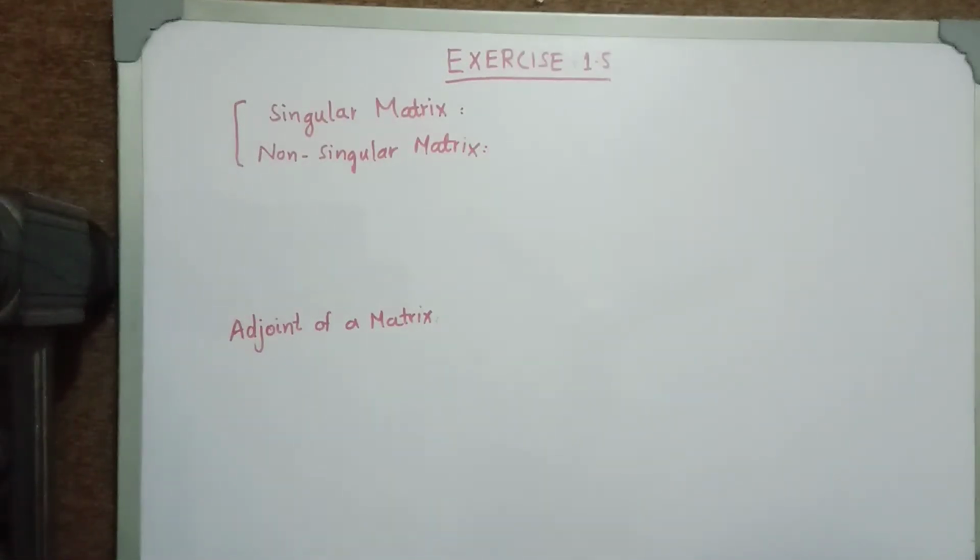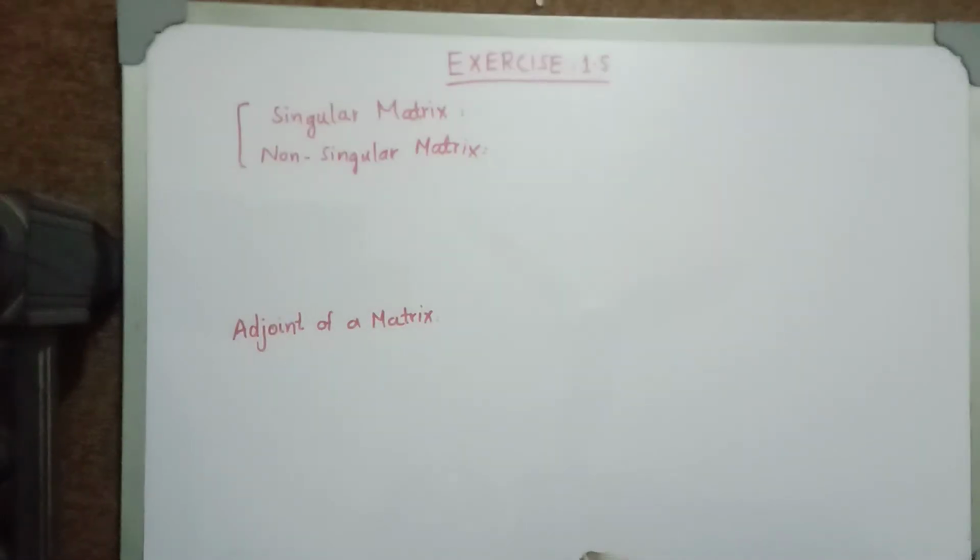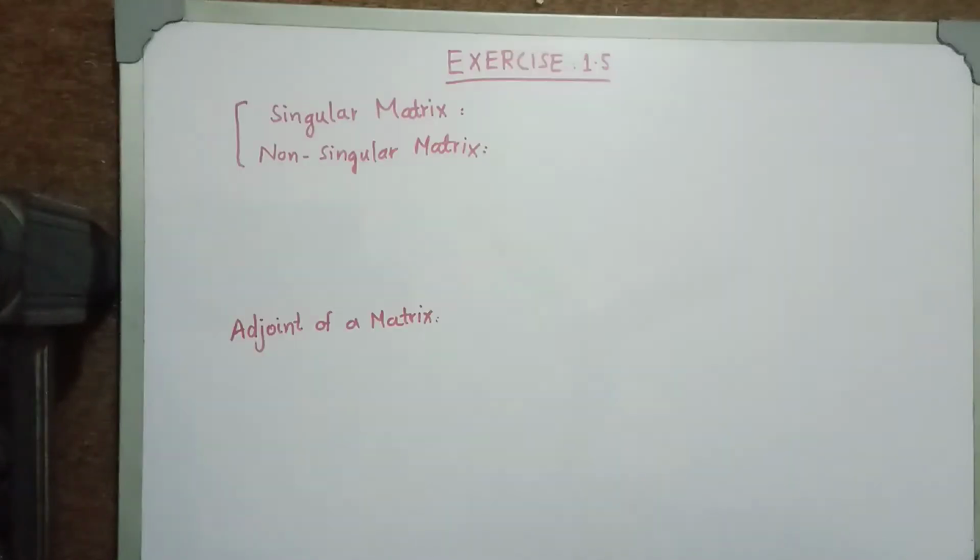Today we are starting exercise 1.5, and you have done question number 1 of this exercise, in which you found the determinant of the matrices, right? Question number 2 asks you to find if the following matrices are singular or non-singular. So let's see, how do we check if a matrix is singular or non-singular?